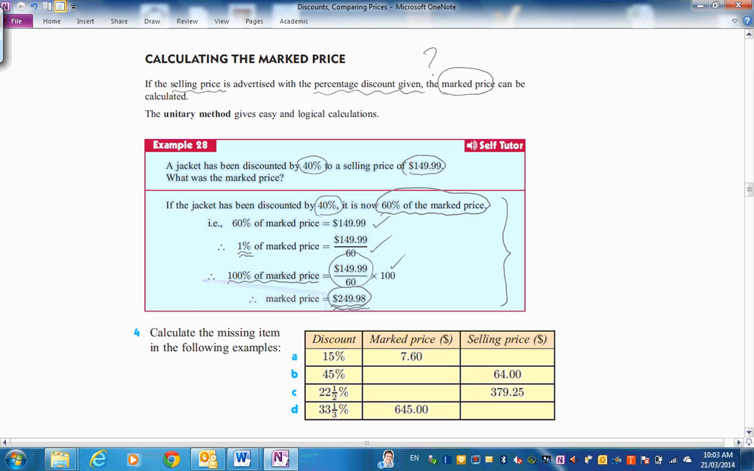So here we are, calculate the missing item in these examples. So, discount 15%, mark price, so you've got to take it off, selling price. That's like the ones we did before. Now this is the interesting one. There's a selling price, and they're telling us they took off 45%. What was it before that then? Okay, get the idea? Trying to go backwards and forwards. Check that. Getting a bit confusing there.